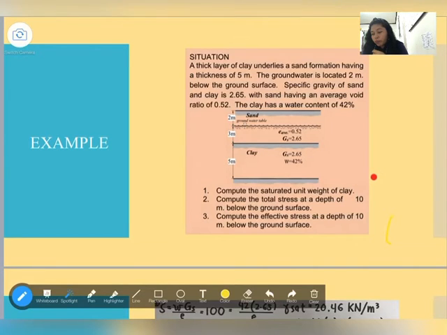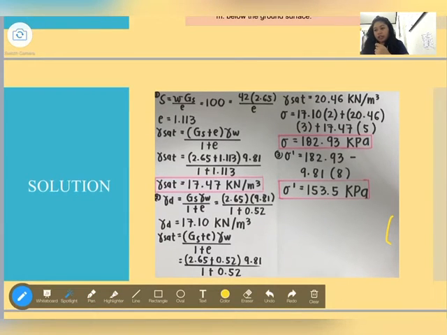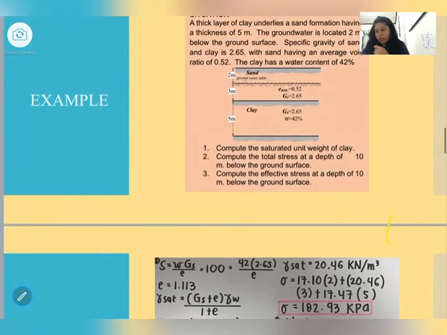Second is the total stress at a depth of 10 meters, so we have to solve the total stress here. Then compute the effective stress at a depth of 10 meters below the ground surface. The solution goes by, first, getting the degree of saturation, for which we have to get the void ratio. Here the clay is 100% saturated.